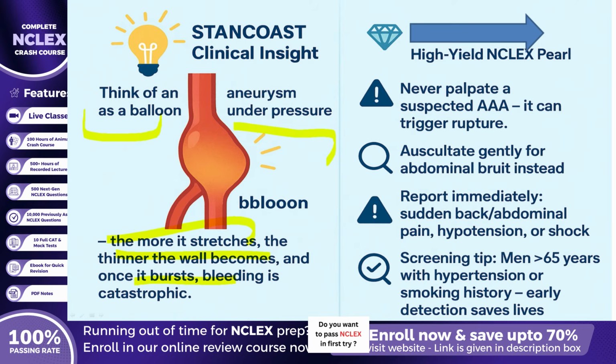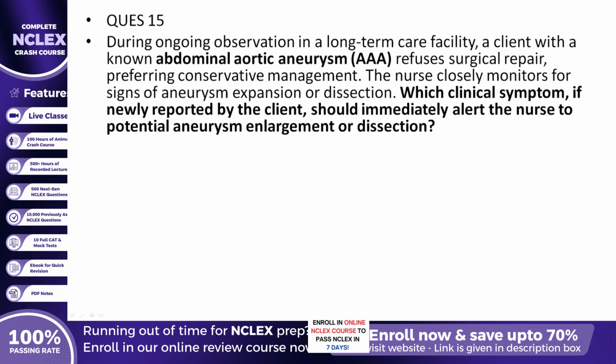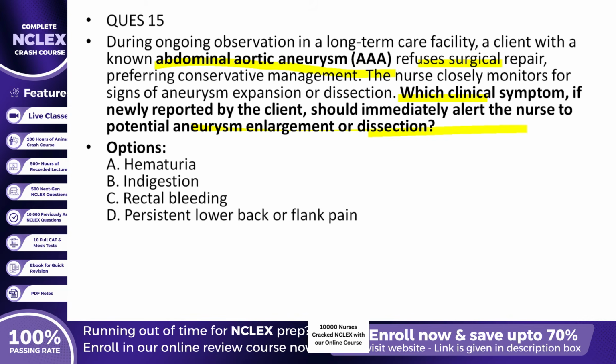Transitioning into an important vascular emergency scenario. Imagine a client residing in a long-term care facility who has a known abdominal aortic aneurysm but refuses surgical repair, opting instead for conservative management. In such a situation, the nurse's primary responsibility is vigilant monitoring for any new or worsening symptoms that might signal aneurysm enlargement or dissection. The question asks which newly reported symptom should immediately alert the nurse to possible aneurysm progression.